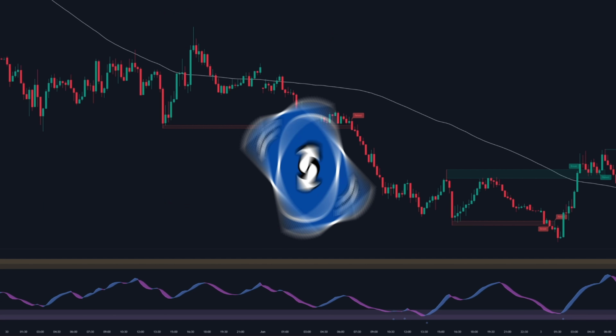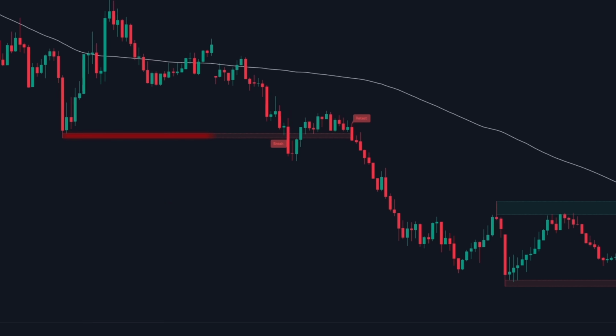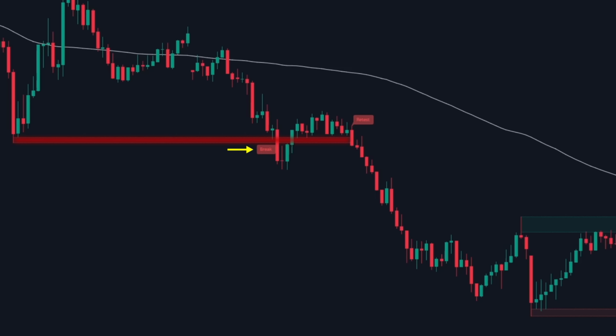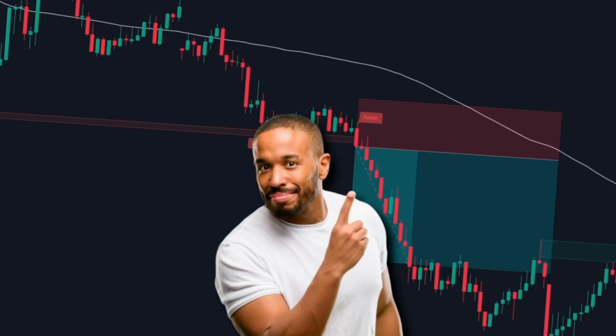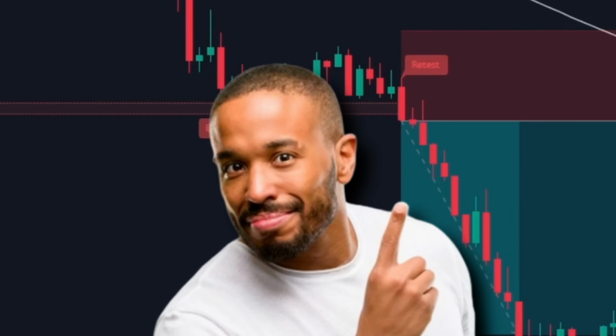For short positions, the process flips. Identify a support level, wait for the price to break below it, then wait for the retest of that level before entering your short position. This technique alone can improve your win rate by 30% or more.